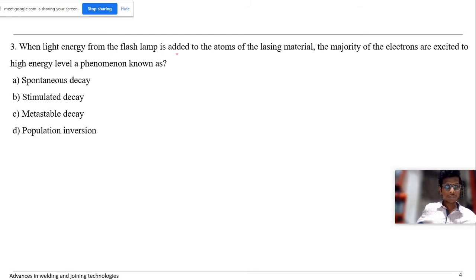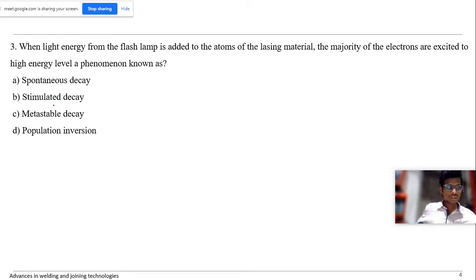When light energy from a flash lamp is added to the atoms of the lasing material, the majority are excited to a higher energy level, a phenomenon known as. Can anyone guess the answer? Actually, these first 10 questions are from last year's assignment questions, and the last 10 questions will be this year's assignment questions. I am solving the week 2 assignment questions.